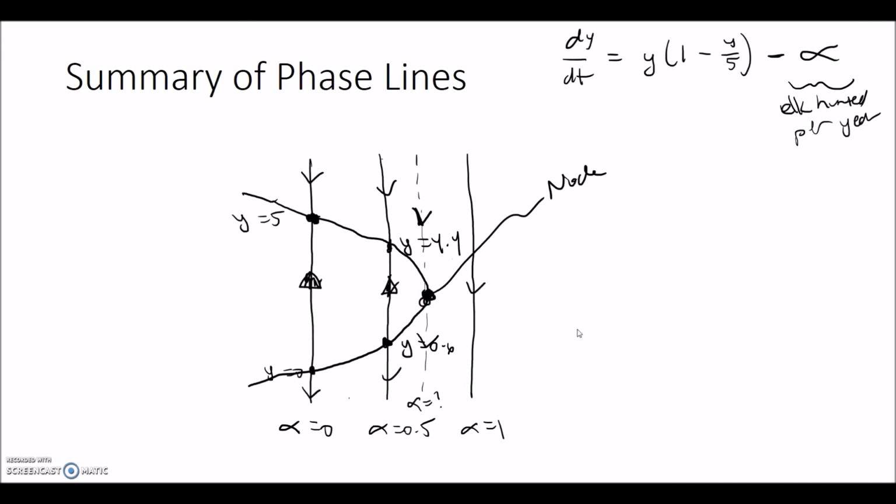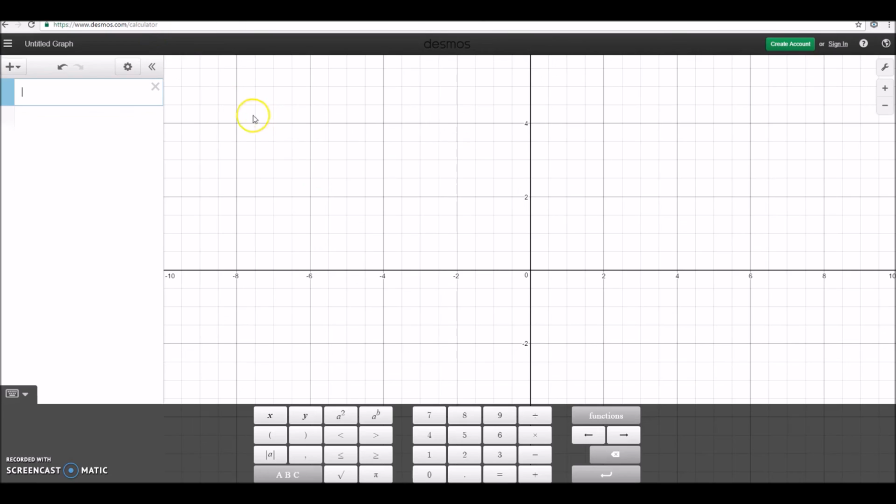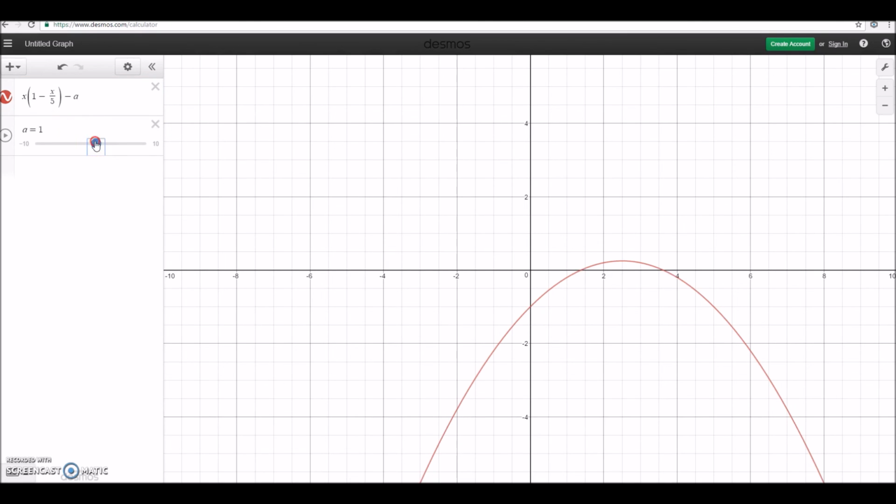What is that number? Well, we notice that the graph of this guy, and what I'm going to type in here is x. I'm using software called Desmos, as you can see in my address bar, and I'm just going to type in x times 1 minus x over 5, and then I'm going to type in minus a. And immediately I'll get asked if I want to insert a slider, and I'm going to insert a slider. And I can see that as I begin to vary that value of a, that is shifting the parabola down in the dy/dt versus y plane.